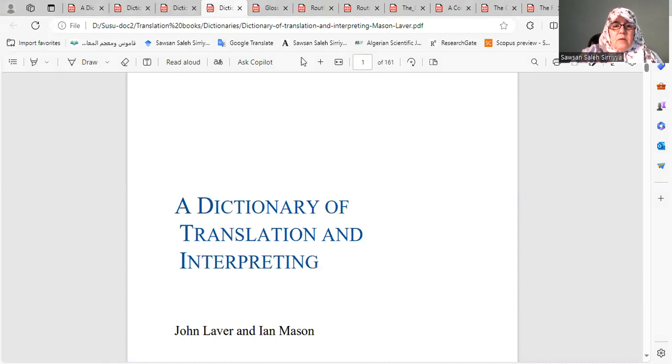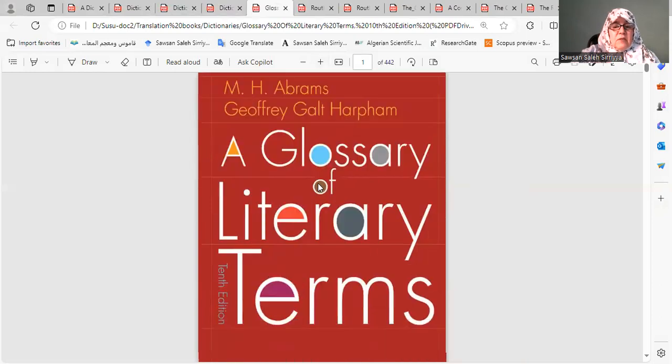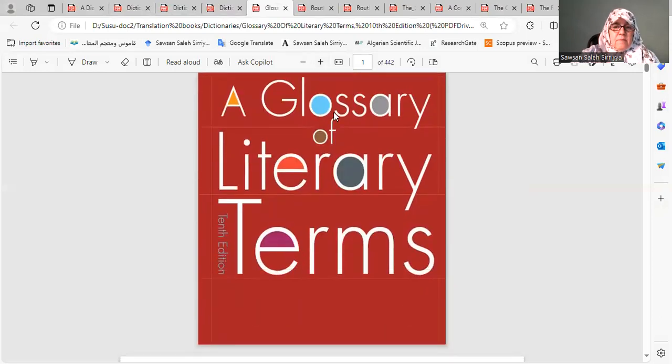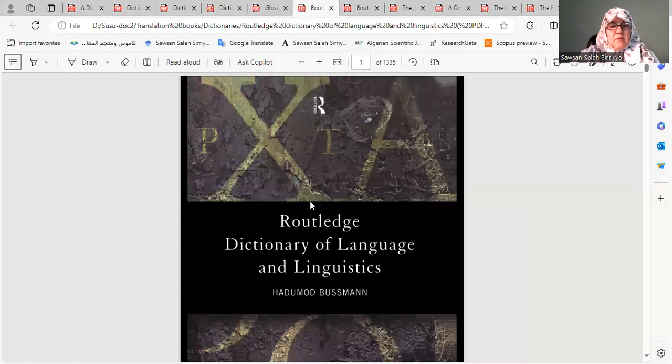If your paper is about a literary topic, poetry or drama or any other literary topic, you can go to this dictionary. A dictionary of literary terms is also called a glossary of literary terms. Usually, all these dictionaries are divided alphabetically. You can research your topic alphabetically. This is another dictionary of language and linguistics. You see, there are lots of dictionaries that help you.